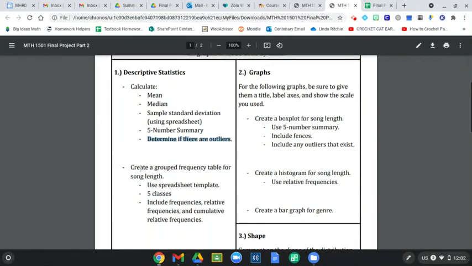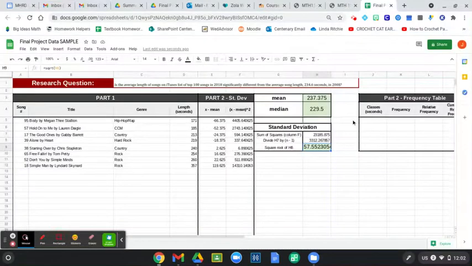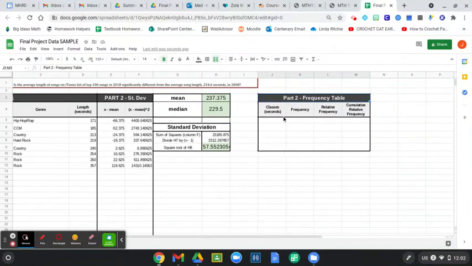The next part of your descriptive statistics is going to be making a grouped frequency table for song length. Again, I have a template ready for you with 5 classes, and it already has a column for frequencies, relative frequencies, and cumulative relative frequencies. So that is over here, part 2 frequency table. All right, so classes. We want only 5 classes.